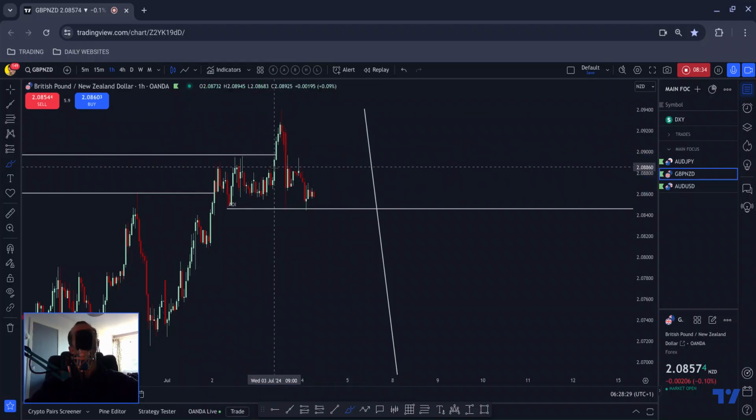Okay, so where does this buy idea that I just illustrated become invalidated? Well, in my opinion, it becomes invalidated if we break below here and we correct. Okay, that is the market saying, look, this is not a bull flag to push higher.